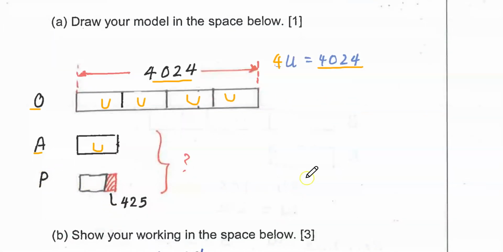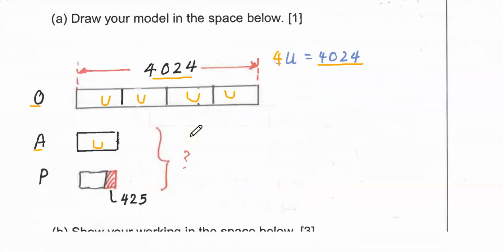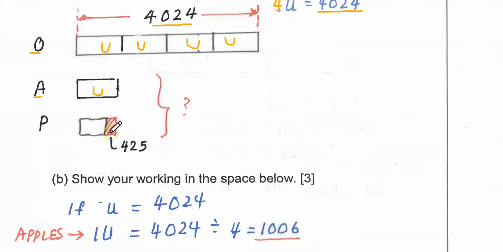What about this P? Now P are pears. Now we compare the relationship between apples and pears. Apples is 1U, pears is less than 1U. Look at the line here. This is 1U. Pears has 4 to 5 fewer than apples. It means you have to take away this red spot. You should be able to find P. Right? So first of all, find U, then we can find P.